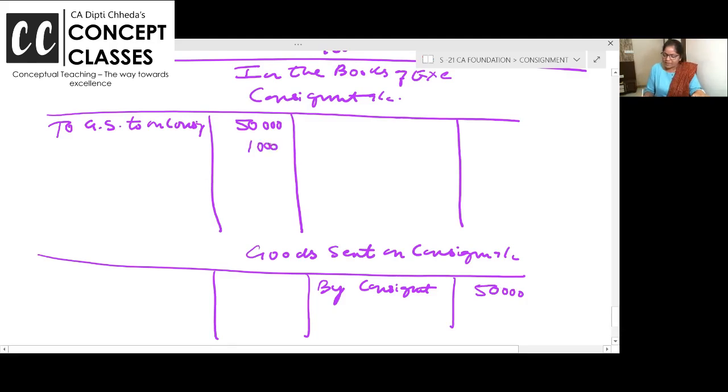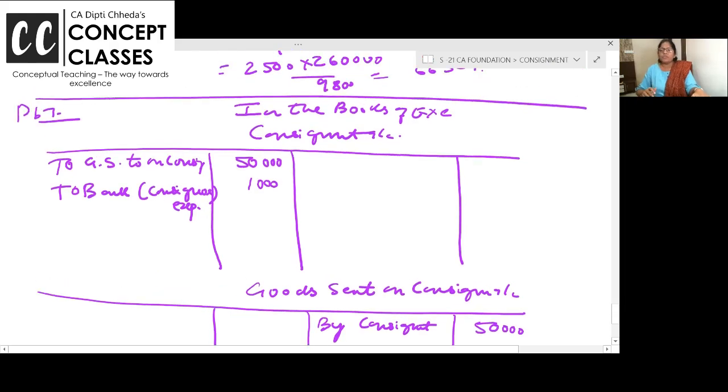1,000 rupees, in consignment we have only spent, through bank. Consignor's expense. Consignor has incurred 1,000 rupees. And in whose books is this entry being made? Consignor. Consignment account debit to bank.